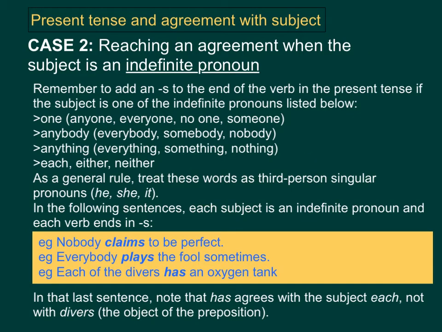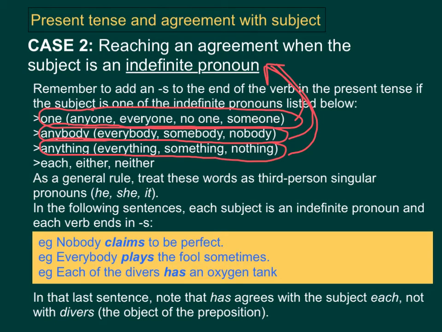Case 2. Reaching an agreement when the subject is an indefinite pronoun. Indefinite pronouns are words which replace nouns without specifying which nouns they replace. Remember to add an s to the end of the verb in the present tense if the subject is one of the indefinite pronouns listed below. Anyone, everyone, no one, someone. Everybody, somebody, nobody. Everything, something, nothing. Each, either, neither. As a general rule, treat these words as third-person singular pronouns, such as he, she, or it.